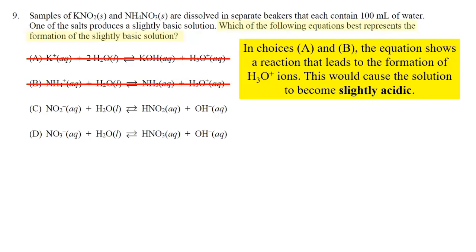Now, looking at choices C and D, they both involve the formation of the hydroxide ion, so they would represent the formation of a slightly basic solution, but there's a slight difference between choices C and D. In choice C, we have NO2- reacting with water, and in choice D, we have NO3- reacting with water. So we have the nitrite ion, NO2-, versus the nitrate ion, NO3-.